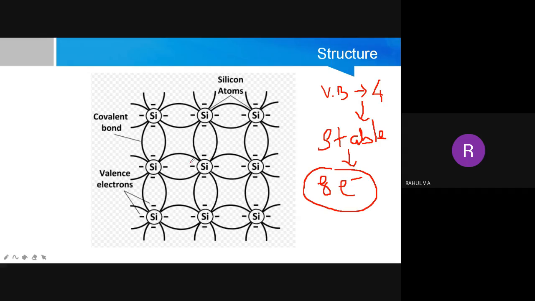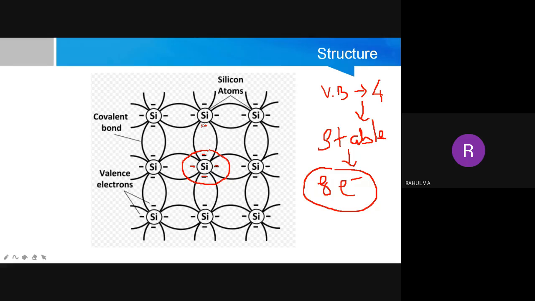So what silicon will try to do is this: this is one silicon atom, and we have shown all 4 electrons in the outermost shell. This silicon atom will try to form a covalent bond with the neighboring atom. Each silicon atom will form a covalent bond with the neighboring silicon atom and share electrons, as we learned earlier in chemistry. Here you can see there is one more silicon atom, and this will also share its outermost electron with the neighboring silicon atom.